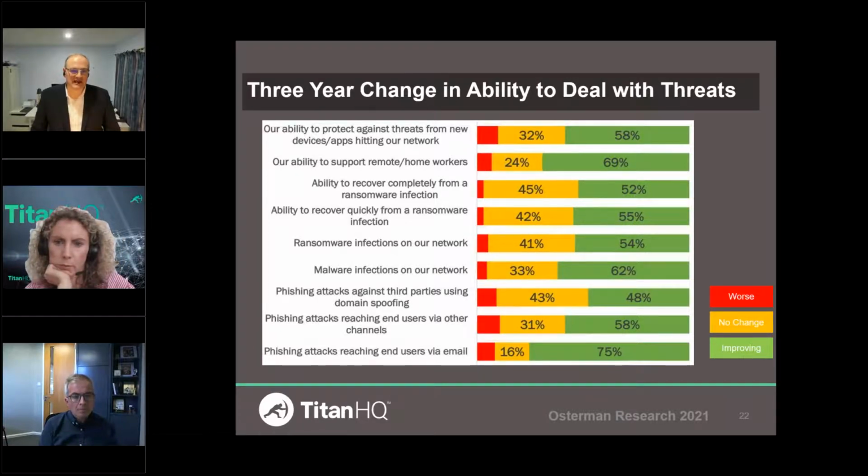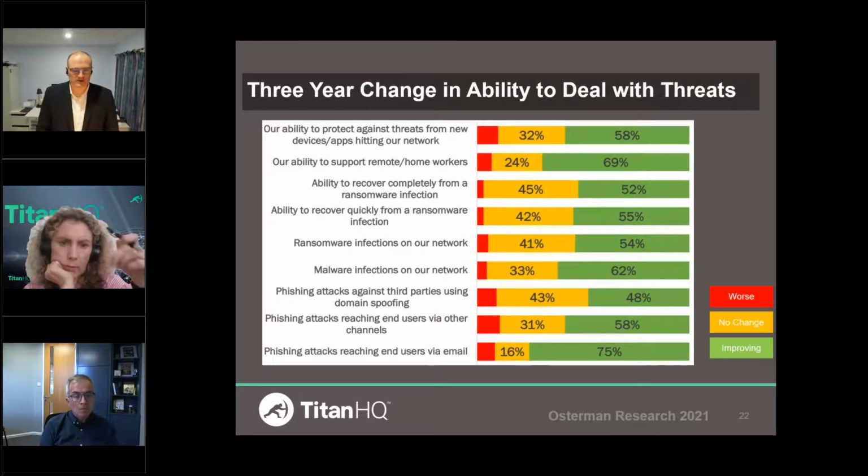And clearly with the health pandemic and people suddenly having to pivot to work from home, that's become an issue that's very much moved up the priority list. And from the responses to the survey, it looks as though that focus on that has been good. Phishing attacks reaching end users via email, 75% said that this is an improving area. So we would interpret that as the ability to prevent phishing attacks from reaching end users. Better technology, better way of detecting phishing even when a compromised or malicious payload is not there for being detected.